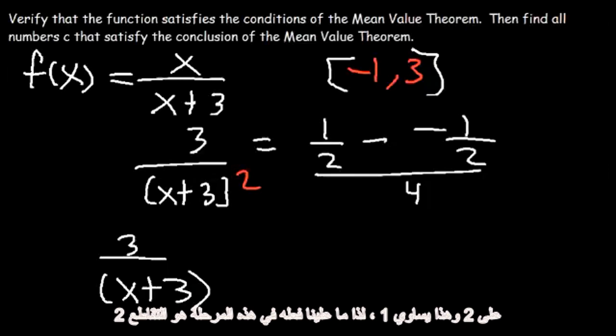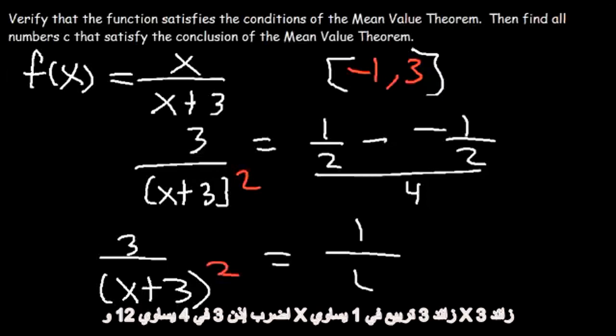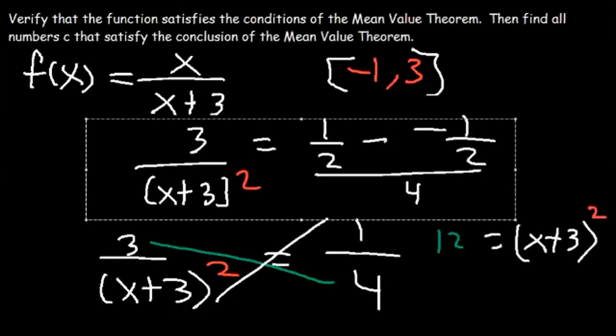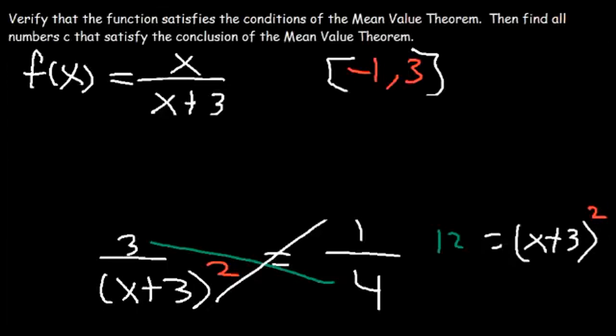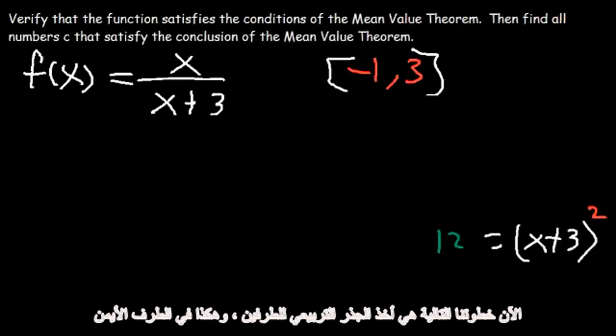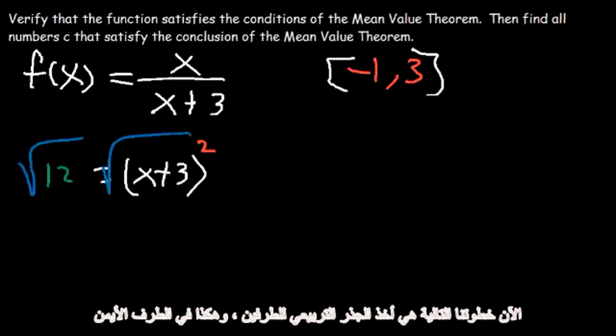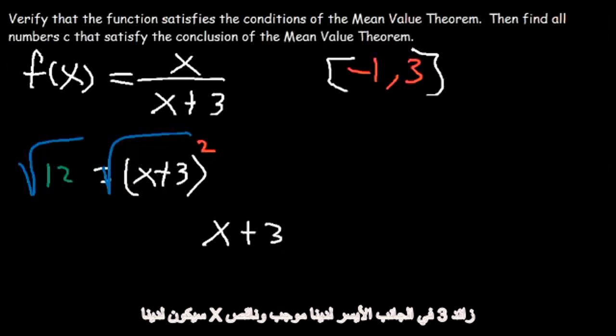So at this point, what we need to do is cross multiply. So 3 times 4 is 12, and x plus 3 squared times 1 is simply x plus 3 squared. Now our next step is to take the square root of both sides. So on the right side, we're going to have x plus 3. On the left side, we're going to have plus or minus root 12.